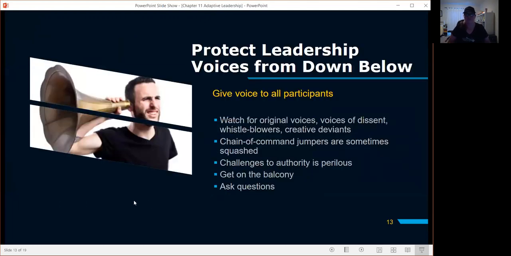So this one was really great too. Protect the leadership voices from down below. What I loved about this context is we instantly go, of course, of course. You know, I'm one of those people like, I'm going to make sure everybody gets to share. I'm going to deal with the wallflower. I'm going to deal with the introvert over there who hasn't talked yet. And I'm going to make sure that everybody gets to have a voice.